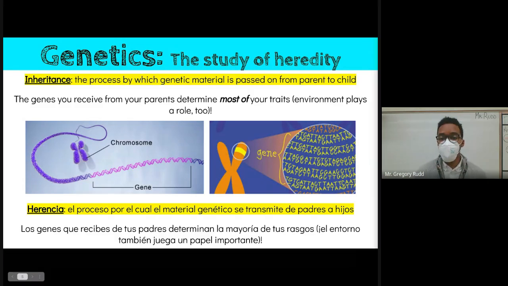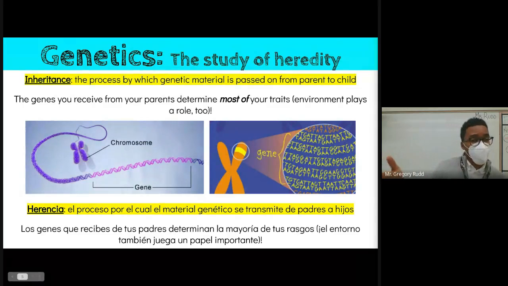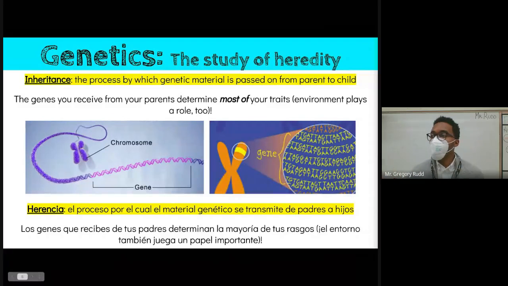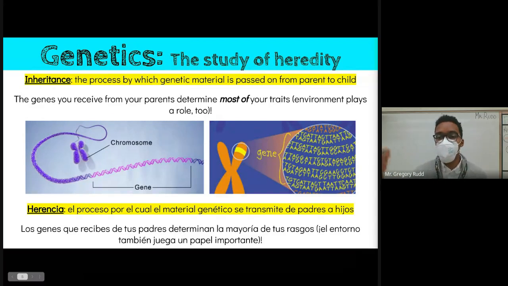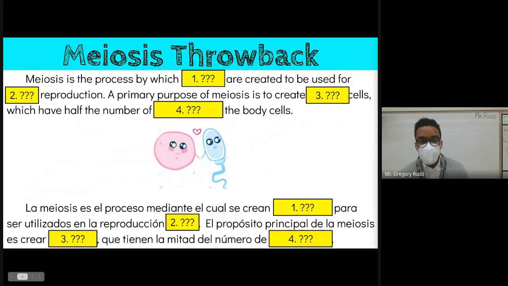That's really the most important connection we've got to make. Genes are pieces of DNA, as Abigail puts it, but they code for proteins. They allow us to make something. All right, just want to be clear about that. So let's throw it back to meiosis.